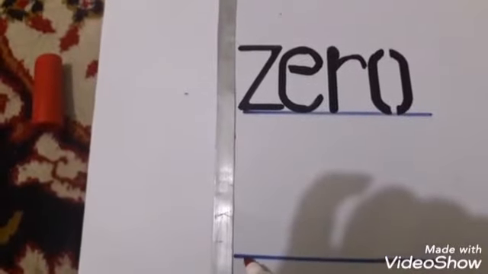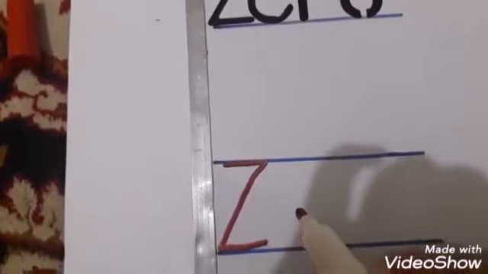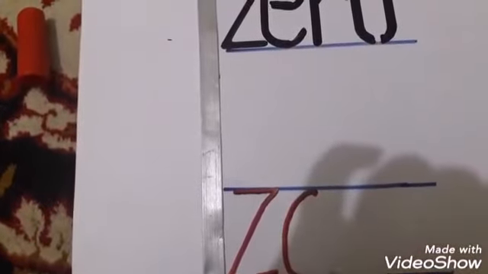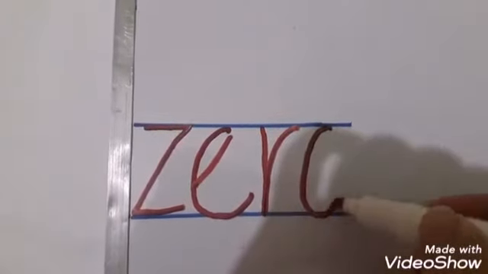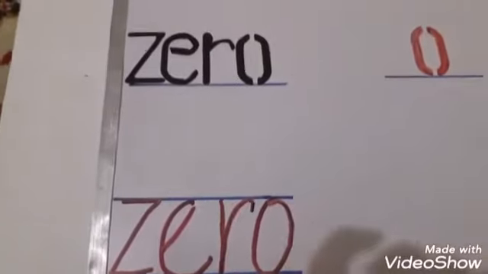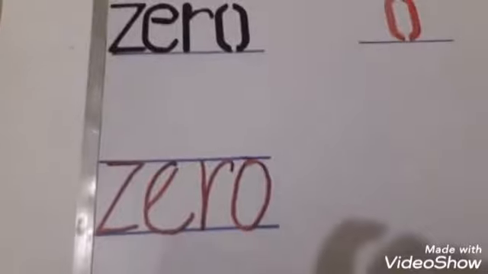What is the spelling of 0? Z-E-R-O. 0. So, students, I have lots of balls in this glass.